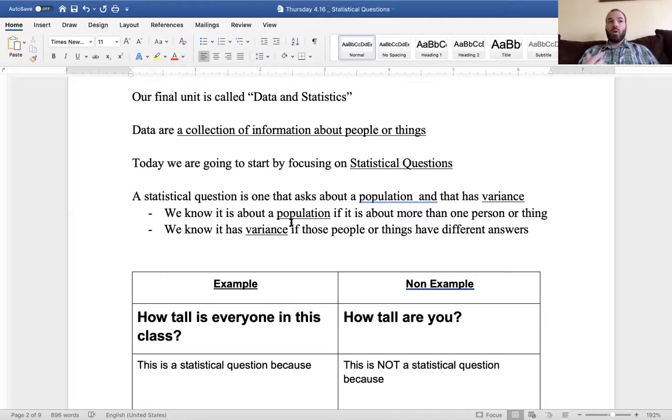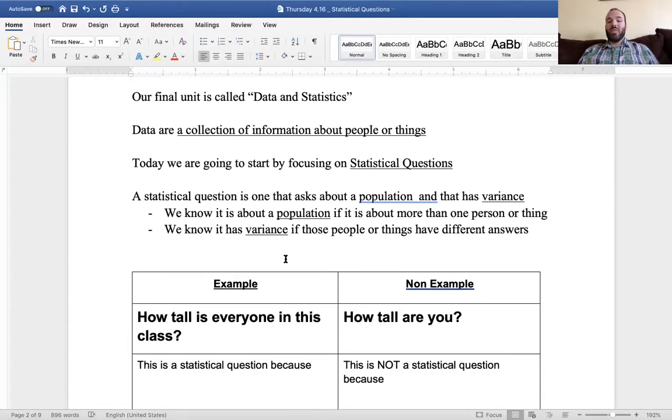Population means it's more than one person. I can't just ask you a question about you. If you're the only one answering the question, then it's not going to be a statistical question because that's not a population. A population means we're asking more than one person or we're collecting data about more than one thing.